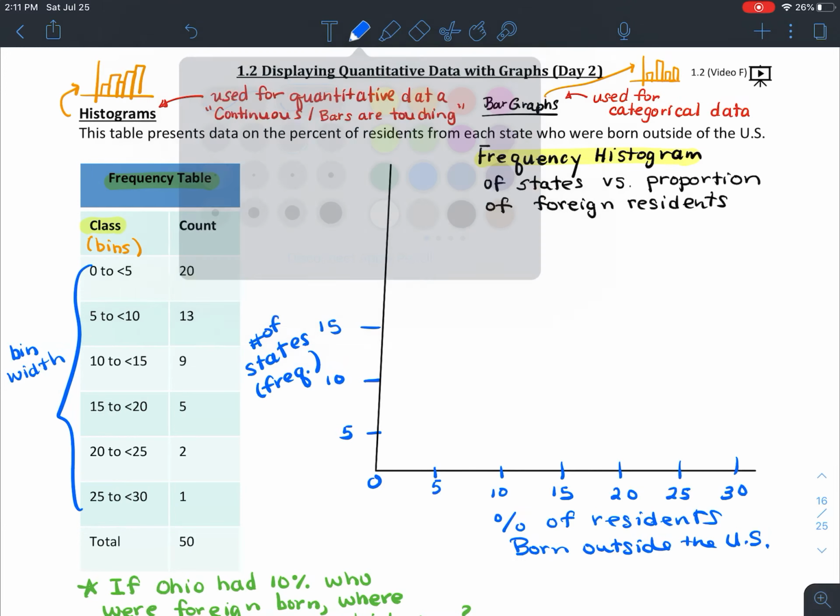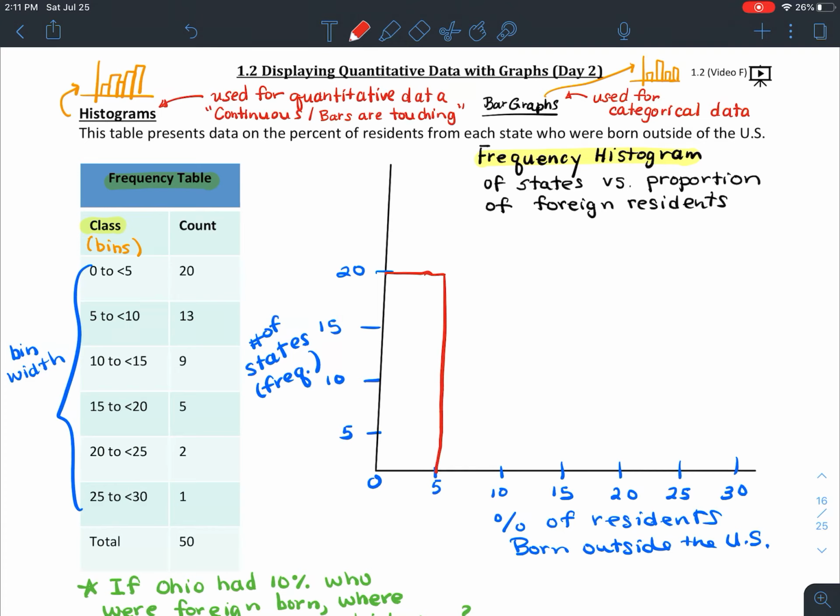Sorry. Put this right back here. Just try to space this a little bit better. Okay. So then I'm going to go ahead and make a bar that is going to go up to the frequency of 20 on the y-axis, and it's going to span from 0 to 5 here.